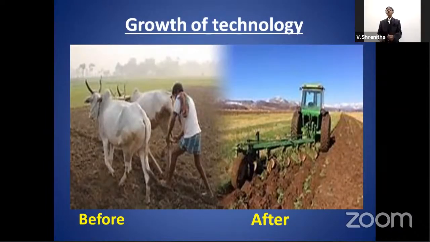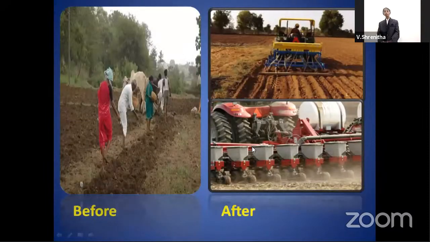Before, farmers used to plow their soil with oxen, isn't it? But surprisingly, nowadays we are plowing the soil with tractors. In olden days, we see that they sowed the seeds manually with their hands. But now, what we observe is that there are drum seeders for sowing the seeds.